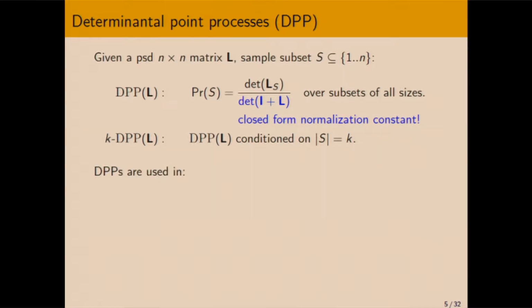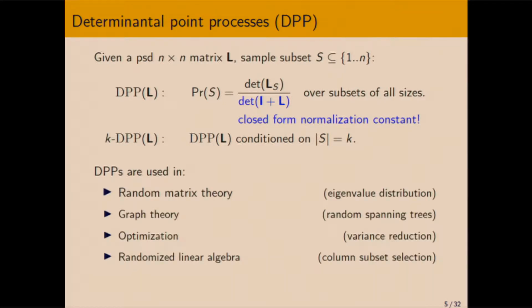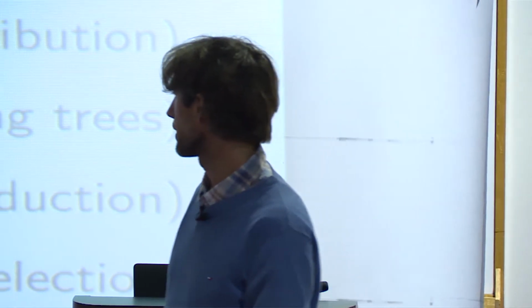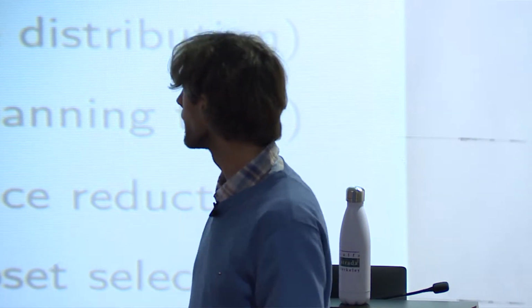DPPs have actually been used and observed in many fields, including random matrix theory and graph theory. They have been used in optimization more recently, and also in randomized linear algebra. I'll talk about that a little more in a moment. And also, as I mentioned, in machine learning and recommender systems as well.